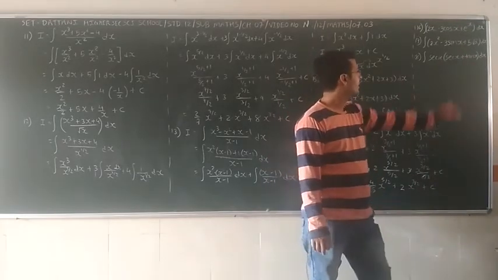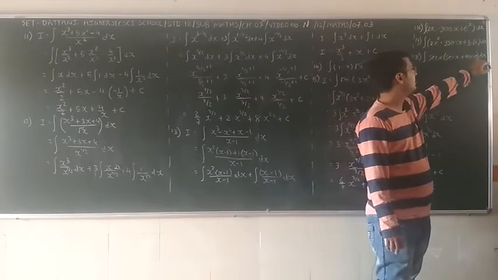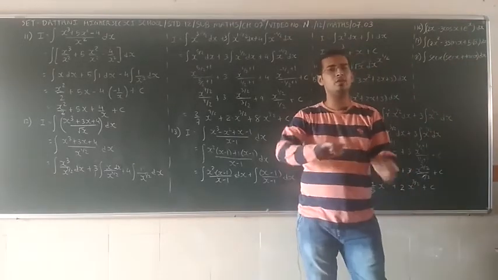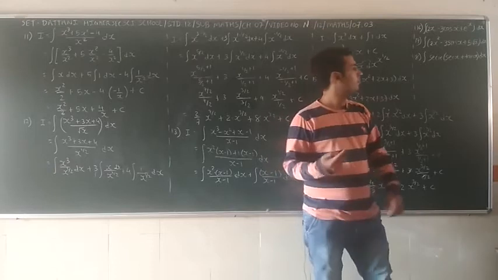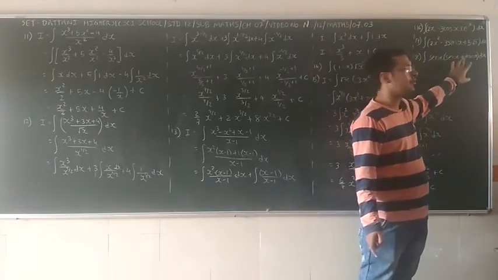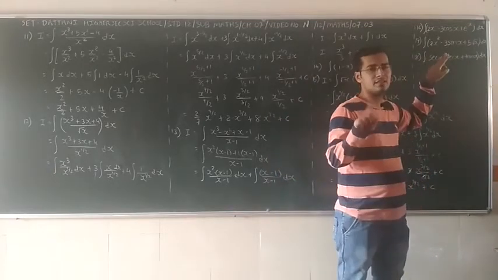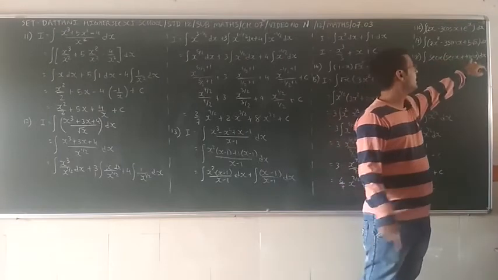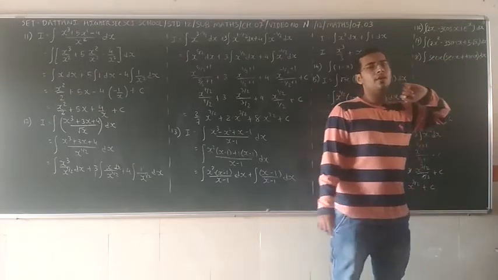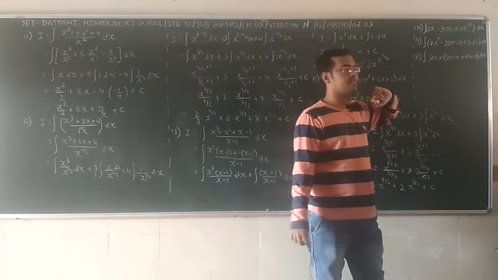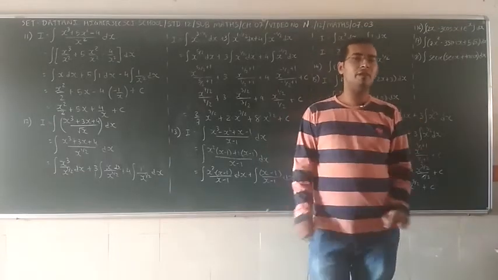Next, sec x into (sec x plus tan x). Open the bracket: sec into sec square plus sec into tan. So we know that the integration of sec square is tan x and the integration of sec into tan means sec x. So our answer is tan x plus sec x plus c. That is our final answer.